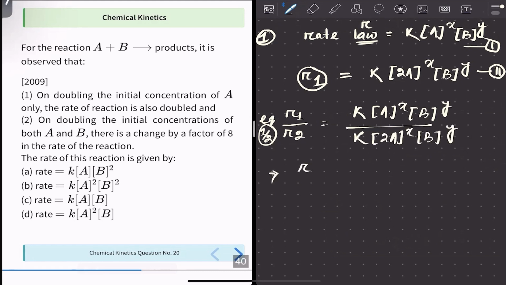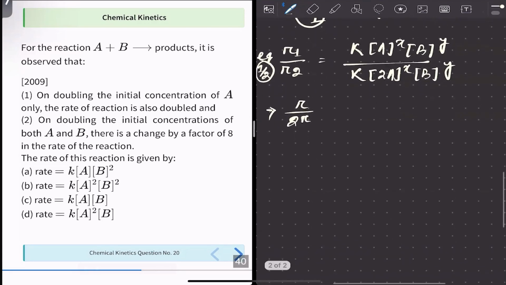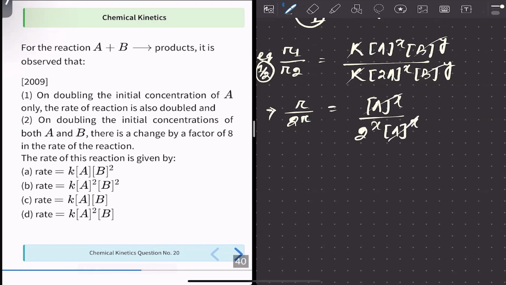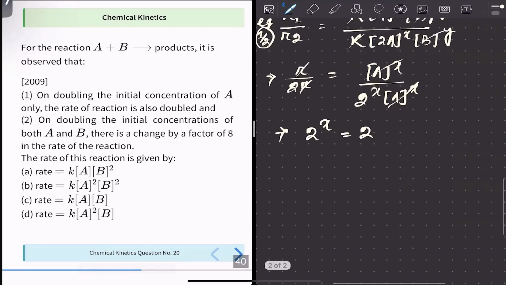R1 is R, R2 is 2R because it is doubled. So K by A to the power X, 2 to the power X into A to the power X. So it cancels out, R cancels out. So eventually 2 to the power X is equal to 2.